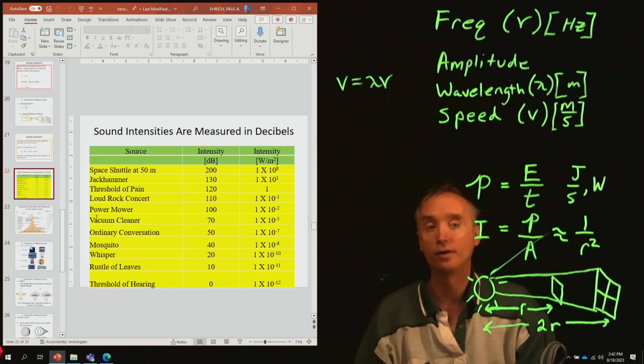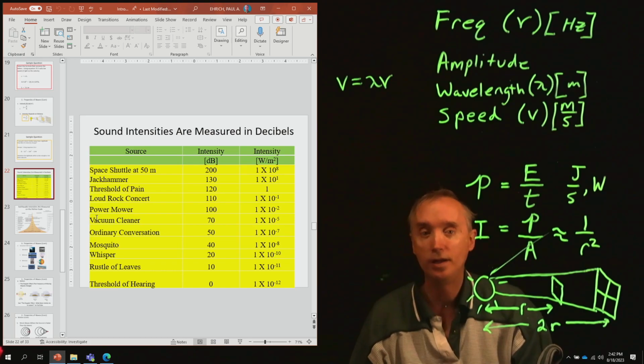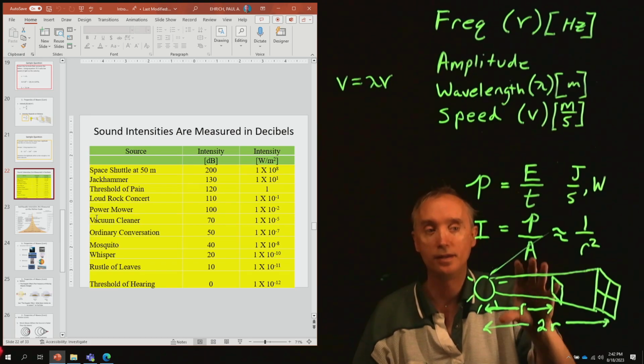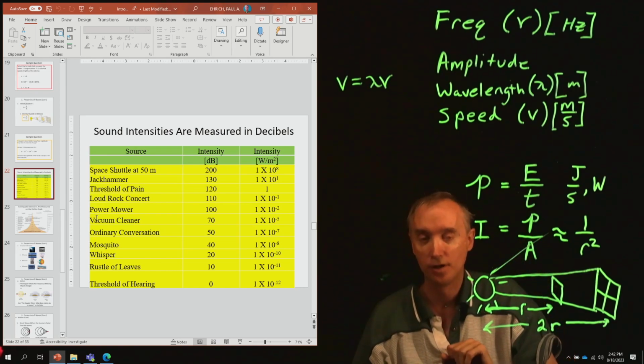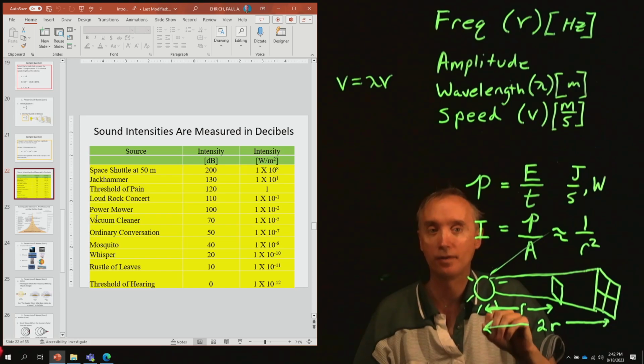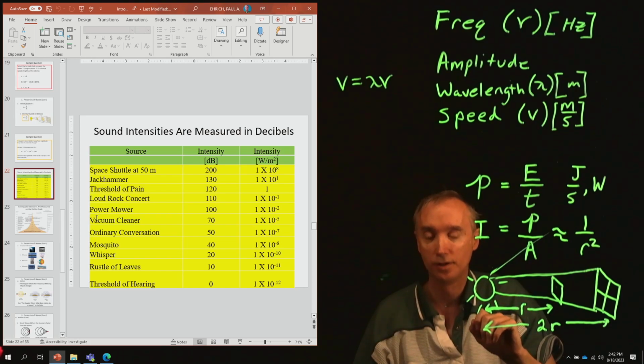Now, there are other kinds of intensities. We have just talked about the intensity of light. What about the intensity of sound? That's going to be given by a thing called the decibel. So sound intensities are measured in decibels.